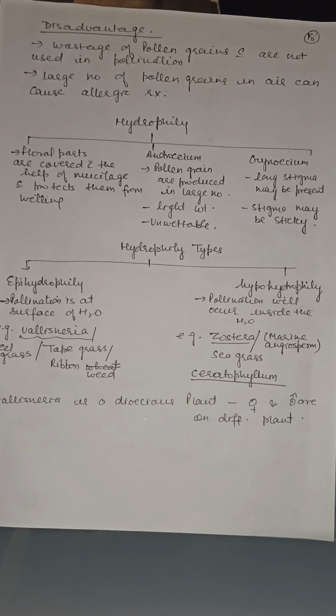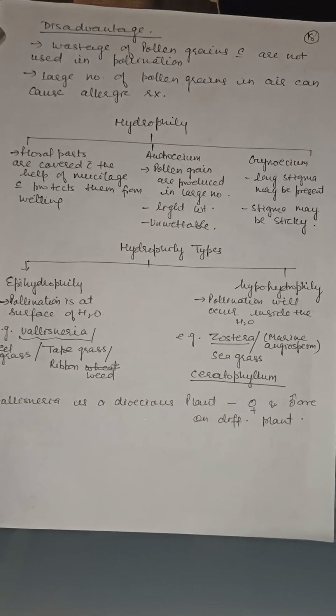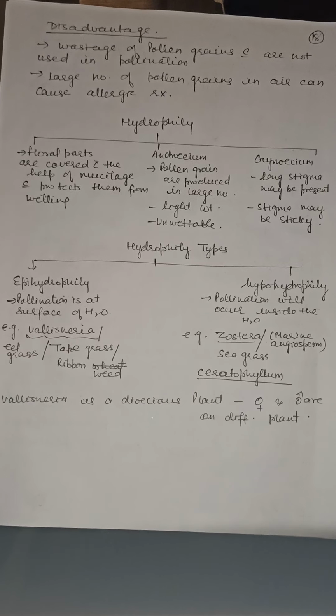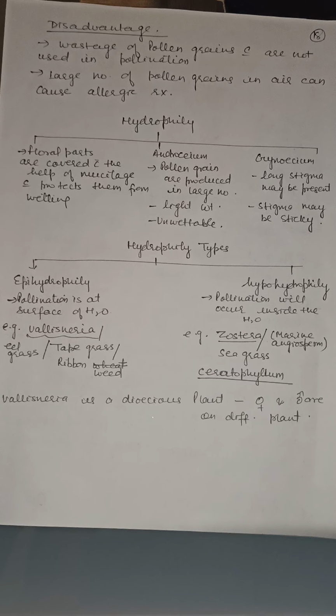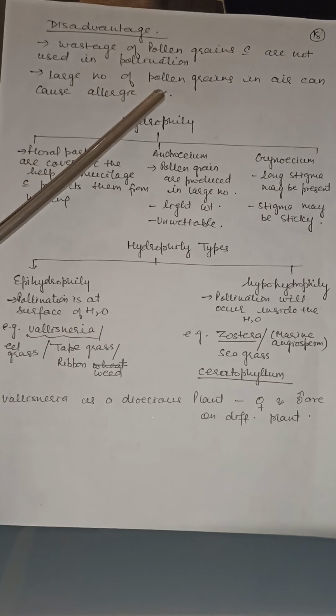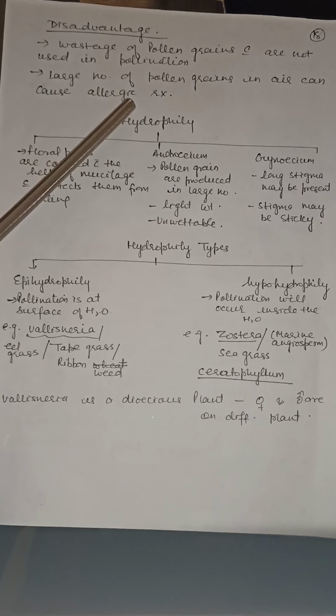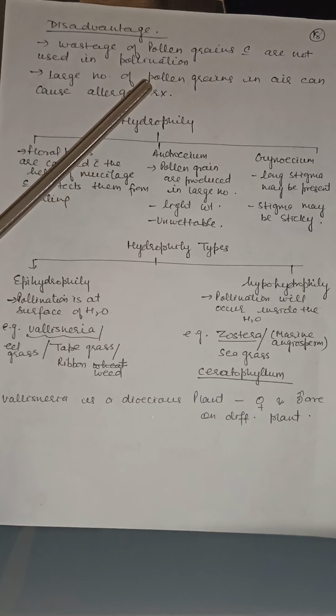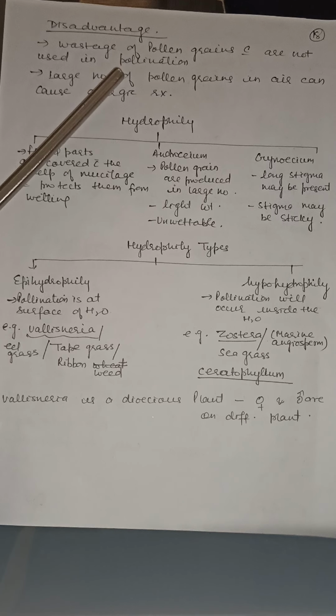Next is the disadvantage of wind pollinated flowers, or disadvantage of anemophily. The disadvantage is that pollen grains are produced in very large number and there is wastage of pollen grains which are not used in pollination. A large number of pollen grains in air can cause allergic reactions. This we have discussed earlier also. Pollen grains of Parthenium cause allergic reactions. Parthenium is also known as carrot grass. This is an invasive weed.